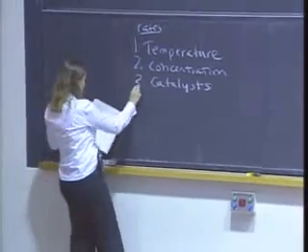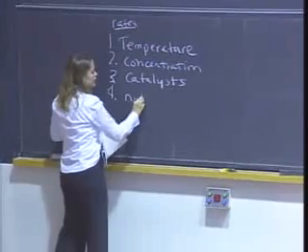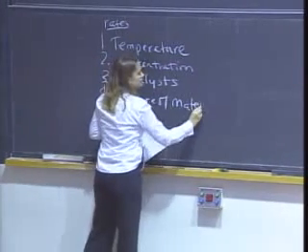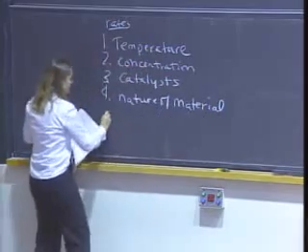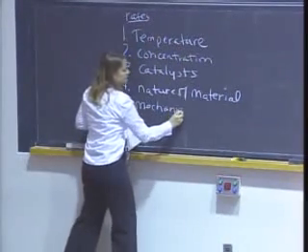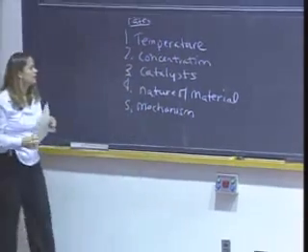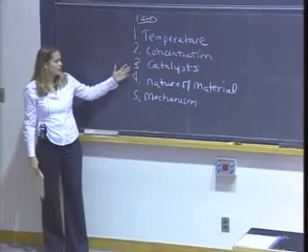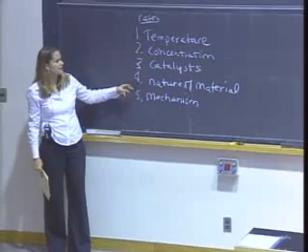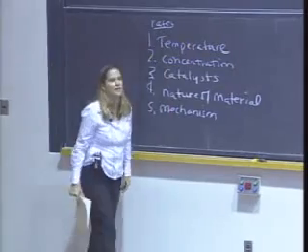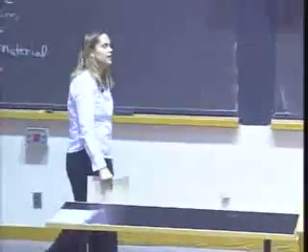Okay, a couple other things. Nature of material. And mechanism, which we're going to be talking about. So in the next few lectures, we're going to be considering concentrations, nature of material, mechanisms, and toward the end, we're going to talk about temperature and catalysts. So that's where we're going in this unit, and how they all affect rates of reactions.